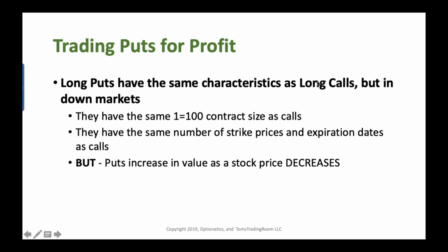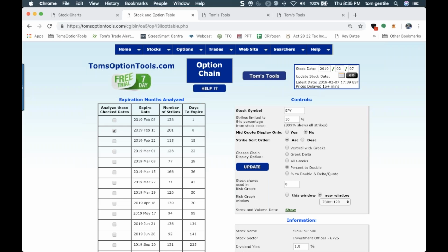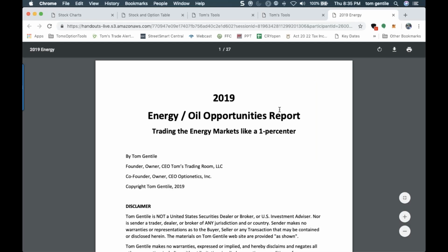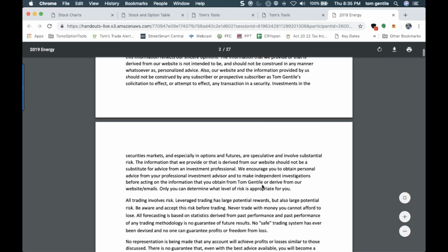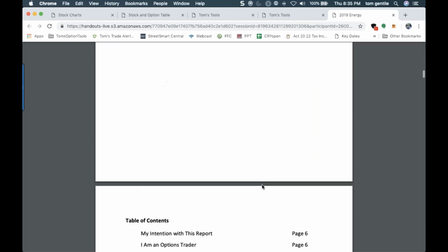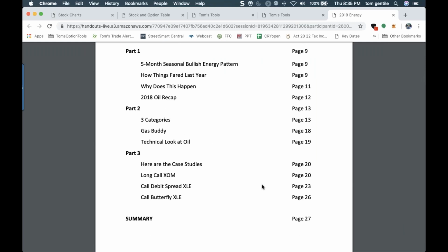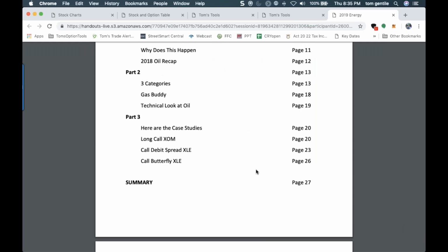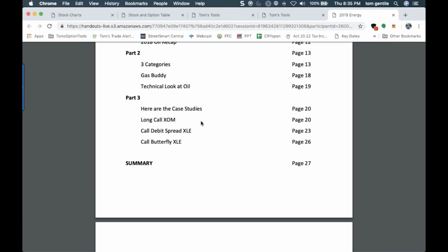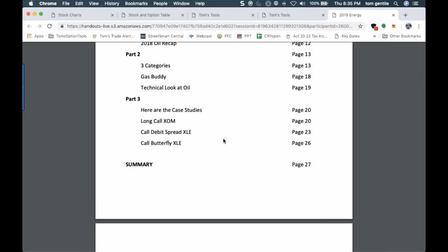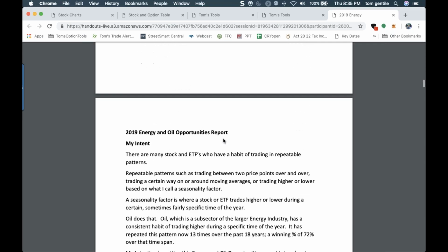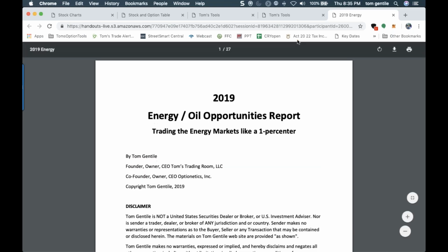Let me mention one more time, if you're late here, welcome. In the handout section, you will find, and I'm just going to click on it right now and show you what it looks like, the Oil and Opportunity Energy Report. This is a 27-page report that I've put together for you for 2019. It talks about my intention of the report, the 5-month seasonal bullish pattern, the 3 categories with a technical look at oil, and our case studies on Exxon and XLE. We've got a couple of them there that we want to share with you. I want to actually create a few more with you tonight.